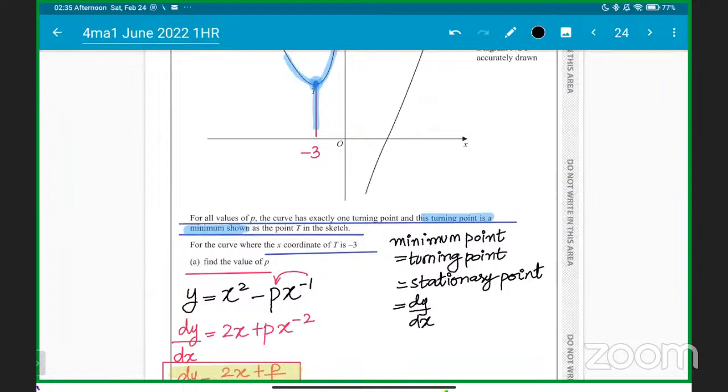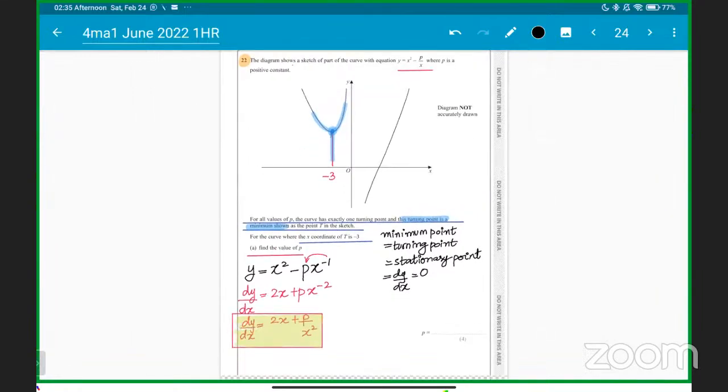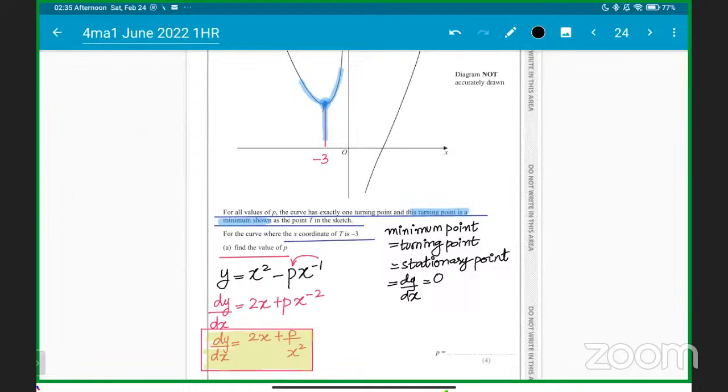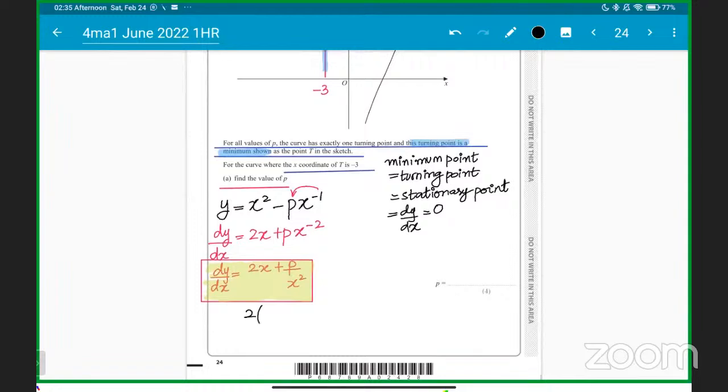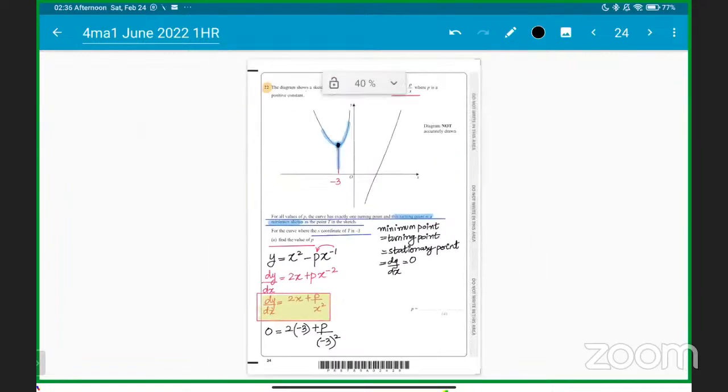Gradient is equals to 0. So what we need to do, we already know the x coordinate at t. You can plug in the x coordinate there for t, that is -3. Wherever x is written, you are going to plug in -3. We are going to put -3 for the x coordinate, and the gradient dy over dx will be 0. And that is how we are going to get our value of p. That's where 4 marks are.